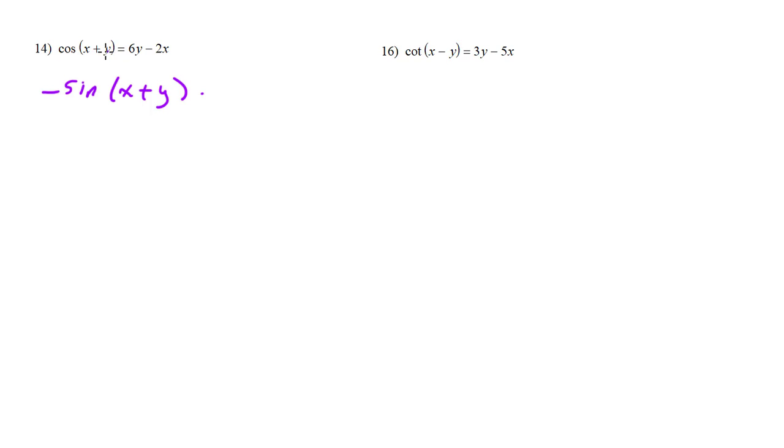Now the derivative of x plus y with respect to x is going to be 1 plus, derivative of x is just 1. Derivative of y is going to be dy/dx. And then we're going to go to the right side here. The derivative of 6y is just 6 dy/dx. And the derivative of negative 2x is negative 2.